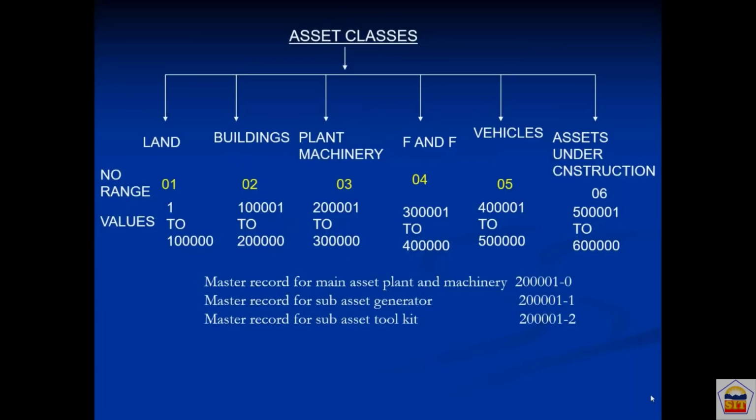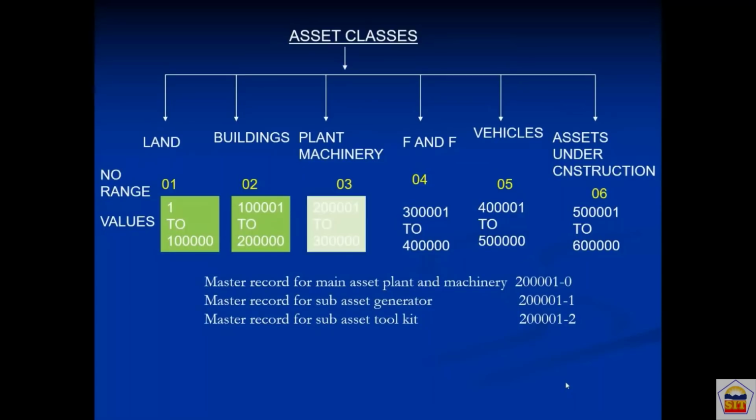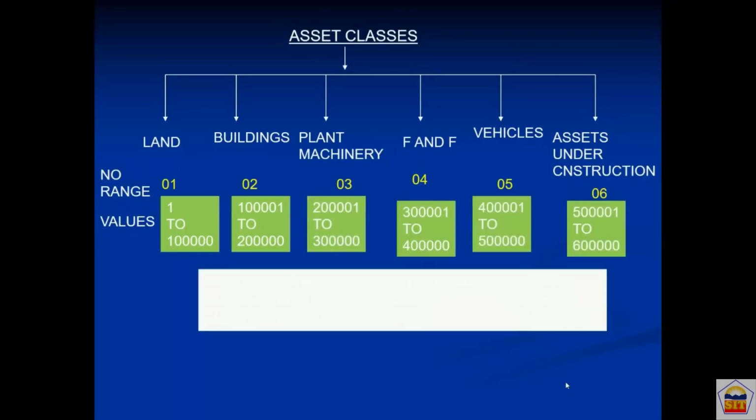For example, you want to create multiple land records, or multiple building records. In order to create those records, you need to provide the numbering. Here I just mentioned some reference or sample number ranges. For example, the interval we have maintained for land is 1 to 100,000. If I am creating the building master record, I will give the number from 100,001 to 200,000. For plant, 200,001 to 300,000, and so on and so forth.